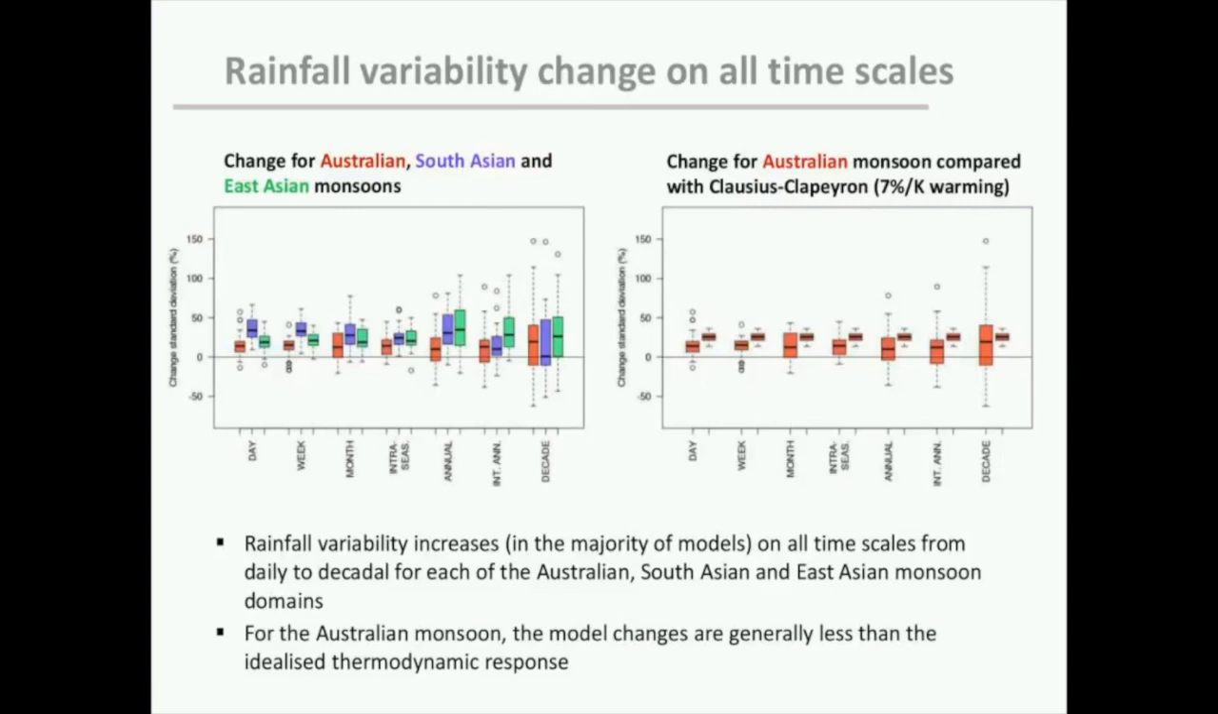And we did a simplistic calculation of what a Clausius-Clapeyron warming signal might look like, to just increase the rainfall by 7% per degree warming for each model. And so we show that by these boxes that sit alongside the actual model change just for the Australian monsoon domain on the right. And we find that actually the model's change is slightly less than that idealized thermodynamic response that we calculated. So there may be some other factors that are actually counteracting the simple increase in moisture and therefore heavier rainfall in the warmer world.